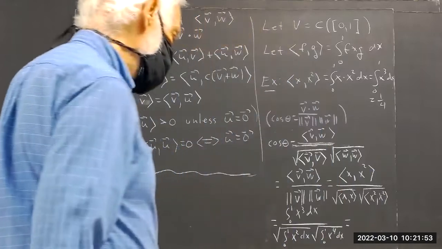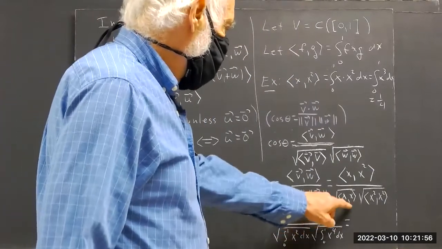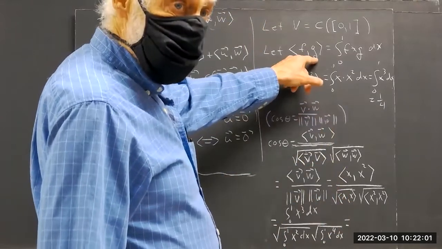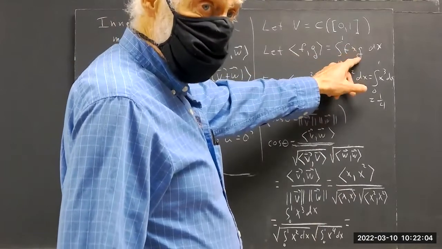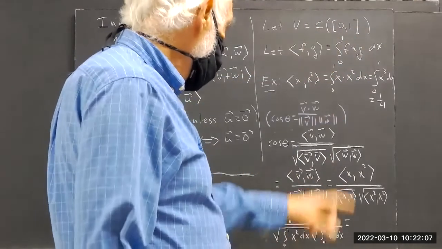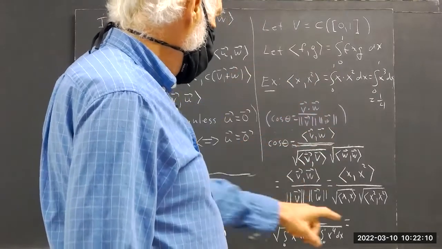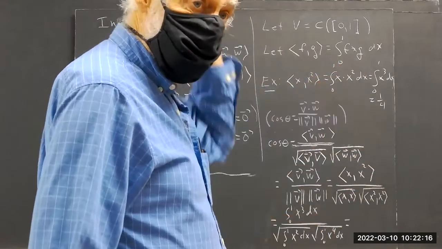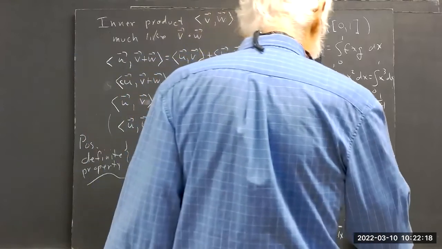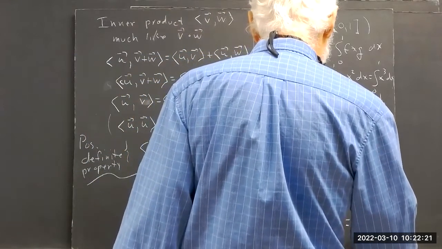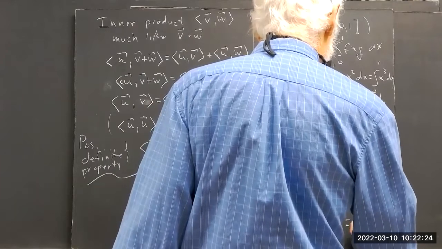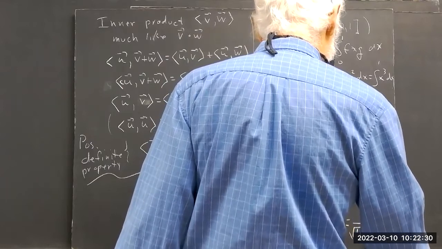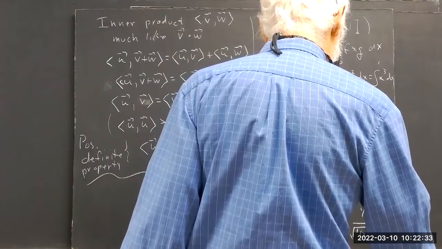Now, skip the step because the inner product of x with x, where f is x and g is x, is f times g, x times x, which is x squared. And similarly, if f and g are both equal to x squared, as they would be here, then you're going to have x squared times x squared, which is x to the fourth. And then those integrals are really simple. This is just 1/4 over the square root of 1/3 times the square root of 1/5.